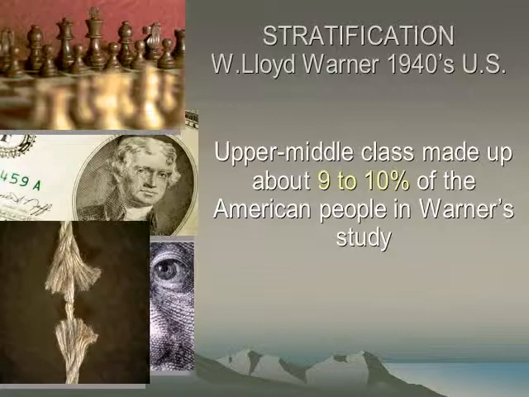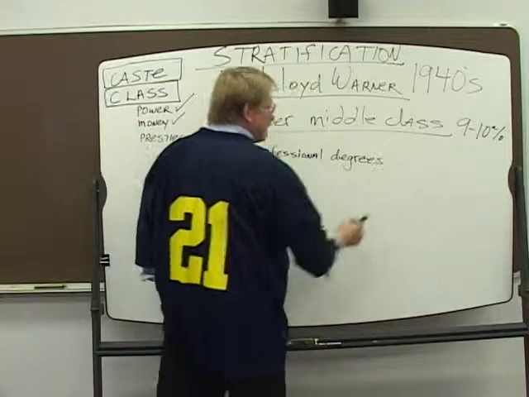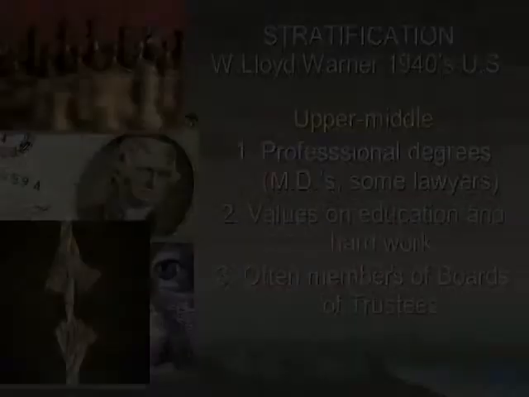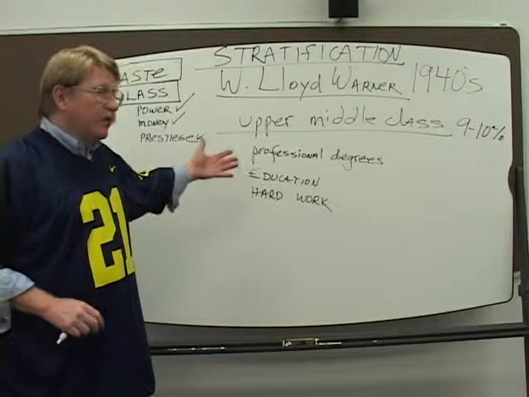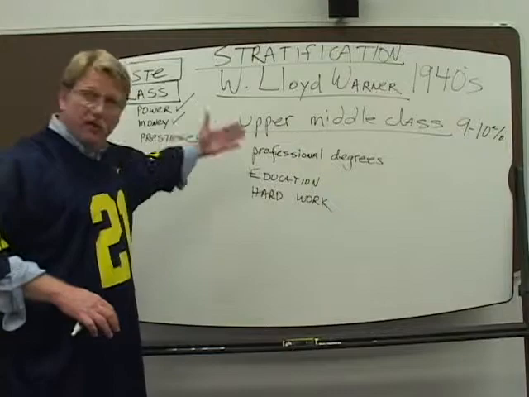They tend to have professional degrees like medical doctor, pharmacist, stock brokers, real estate brokers as opposed to real estate agents, things of that nature. These people have values on education, obviously, hard work. And in an area like Springfield, Illinois, this would be a group that you'd see most likely on boards of trustees of the University of Illinois Springfield or even Lincoln Land Community College. These people are considered wealthy at the local level, but notice they're three classes down.